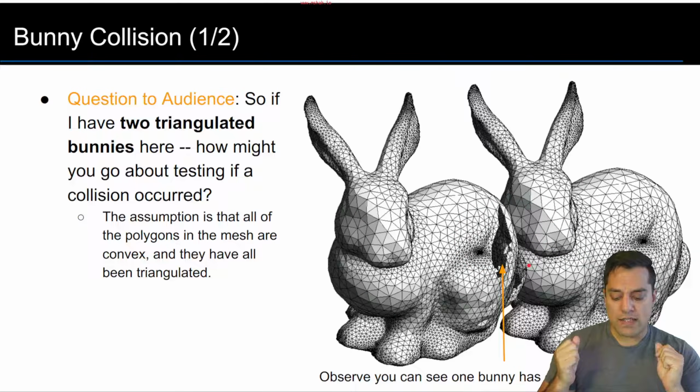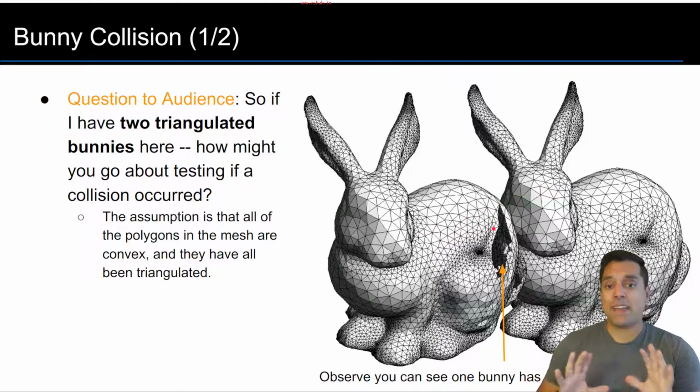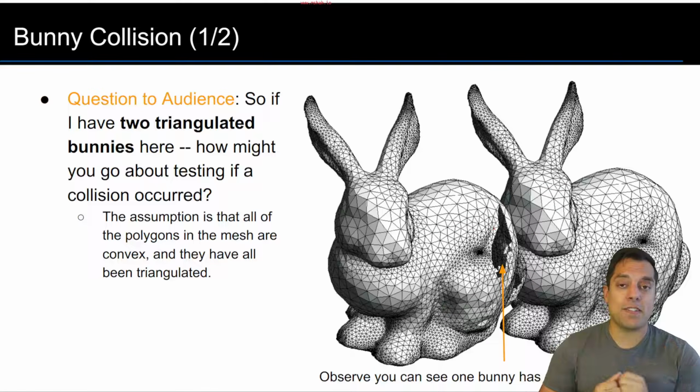So, the assumption is, again, that this mesh is made up of a bunch of convex shapes here, triangles, and it has been perfectly triangulated, as you can observe here. How would you go about doing this? Go ahead and pause the video for a moment and try to think about what your strategy would be.